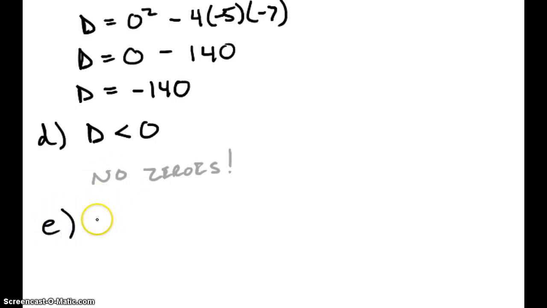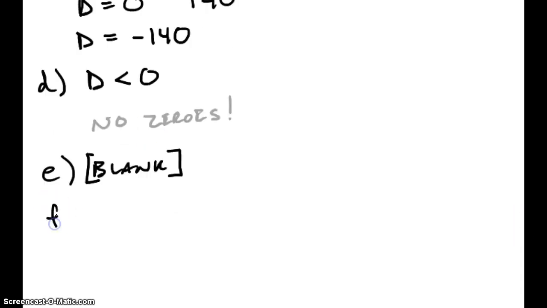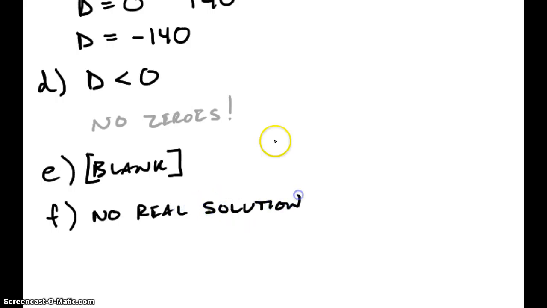So for part E, I am going to leave it blank. Just leave that one blank. I can't really say whether something is rational or irrational if it doesn't exist. And part F, we have no real solution. So once we find out the discriminant is negative, it becomes a really easy problem. Everything else just doesn't really work. No real solution.